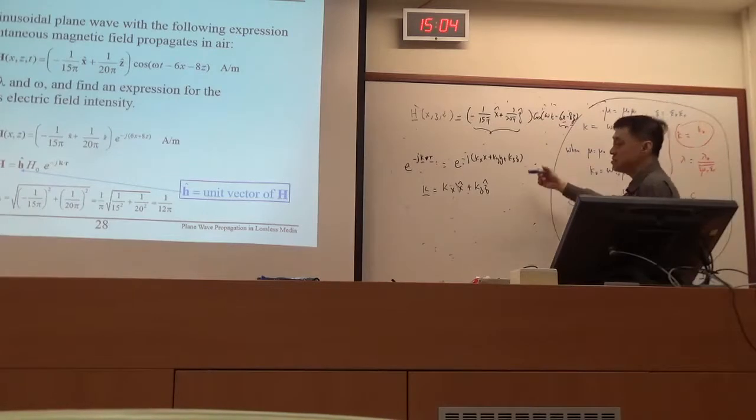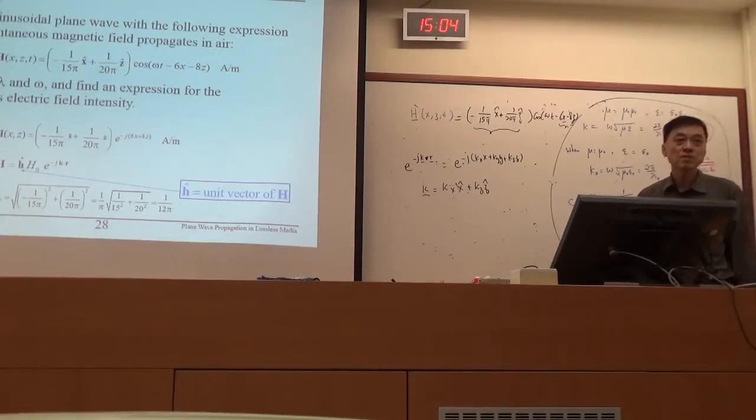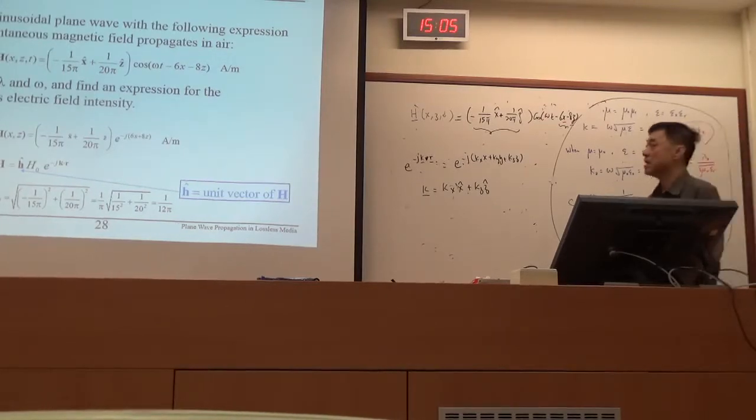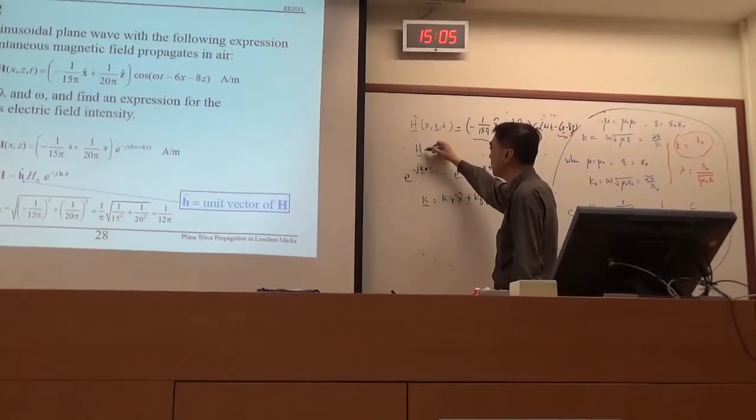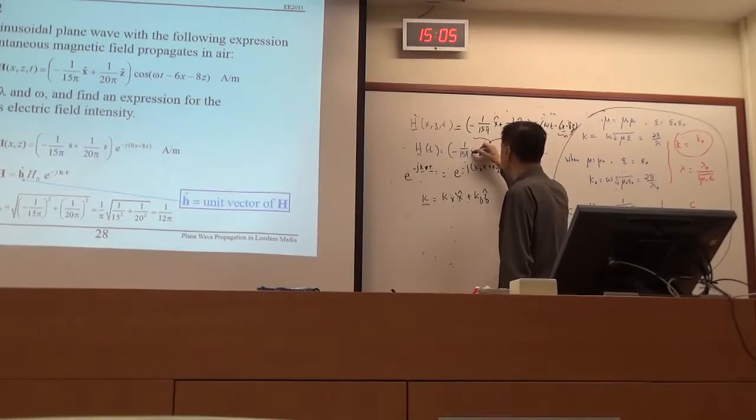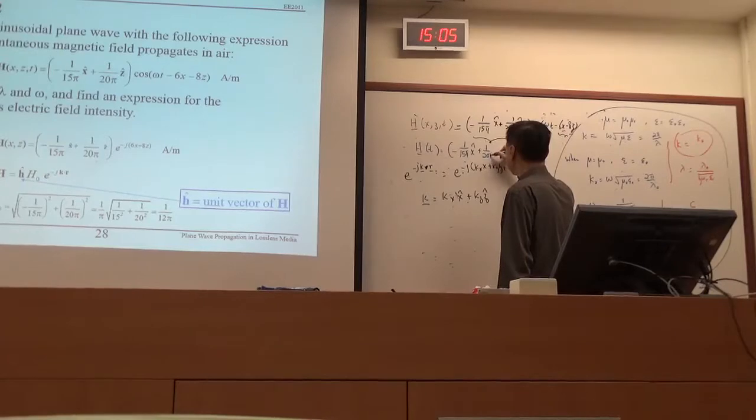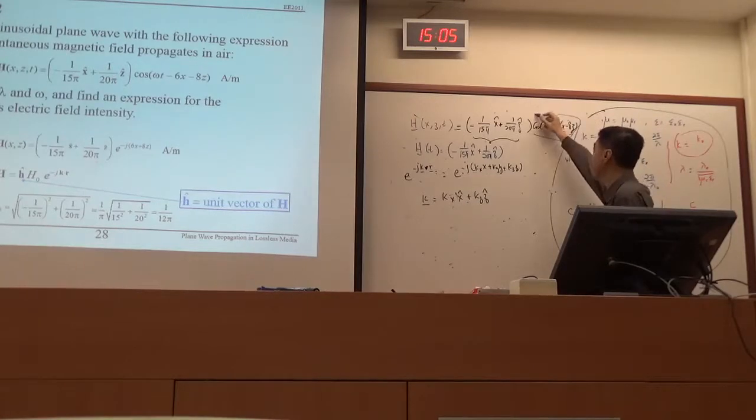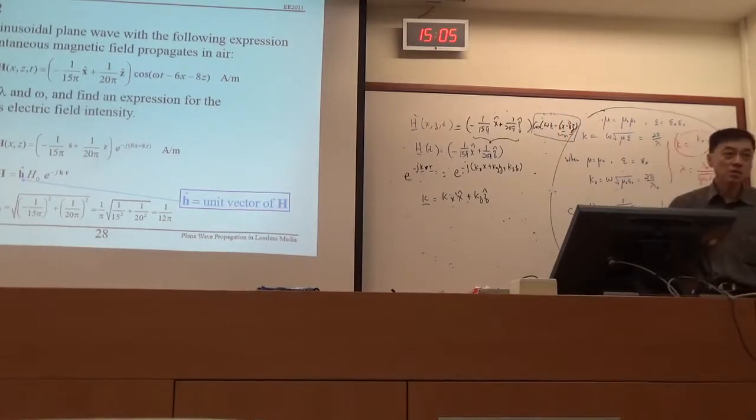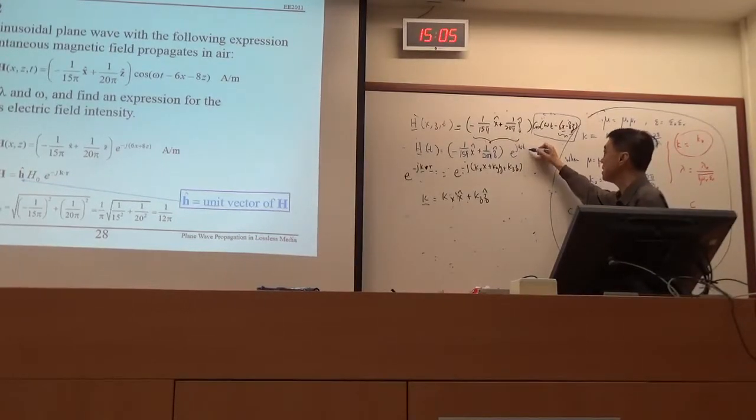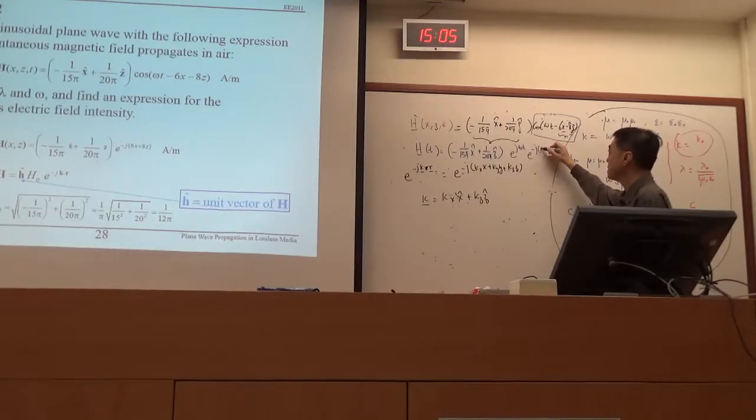Now, for this kind of question, what we usually do is write them in phasor form first. In phasor form, the magnitude part is still the same, but we change the cosine part into the exponential. So this one becomes e to the j omega t, e to the minus j (6x plus 8z).